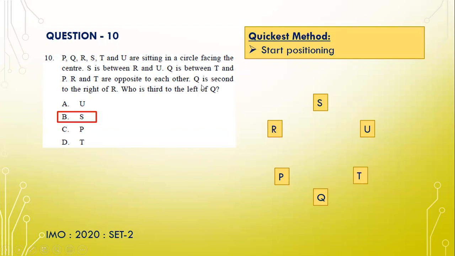And Q is second to the right of R. So this is R. This is the right of R. First and second. Q is second to the right of R. Who is third to the left of Q? Third to the left of Q is 1, 2, and 3. Third to the left of Q will be S.